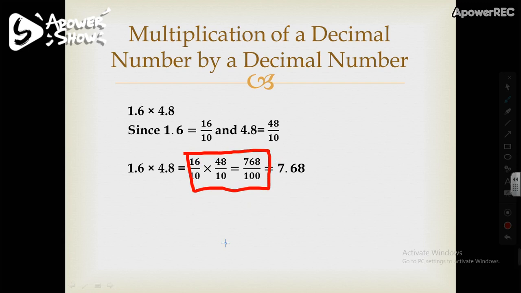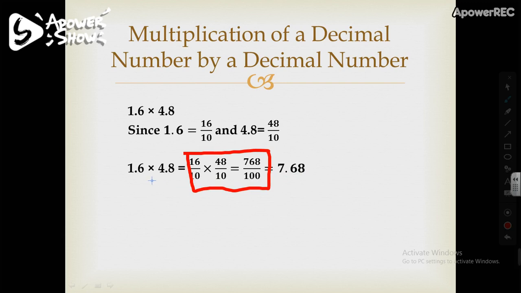So now again follow the same process. First of all, ignore the decimal points. So just multiply 16 by 48. After multiplying 16 by 48 you get 768. So the first step is to multiply 16 and 48. So you will get 768.